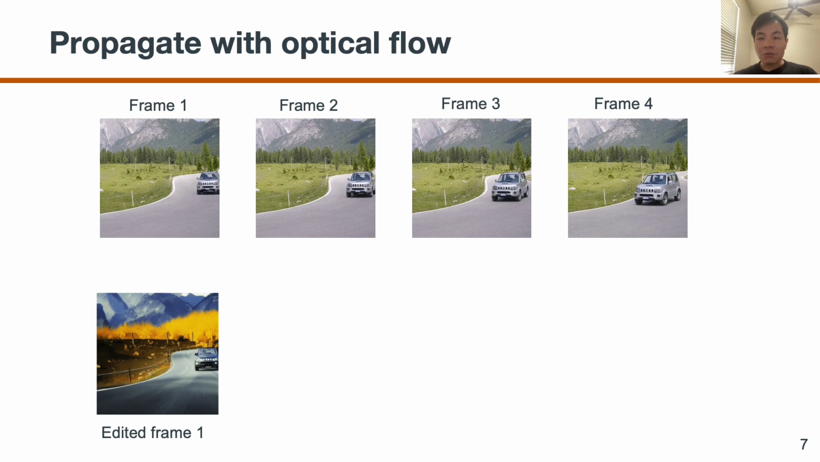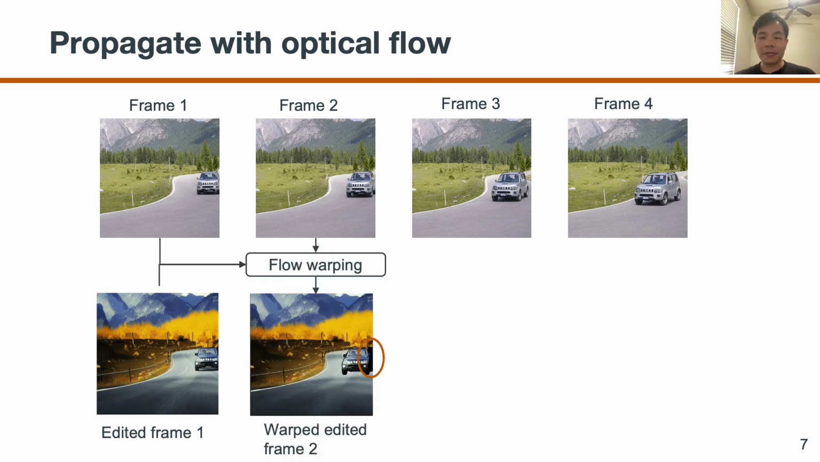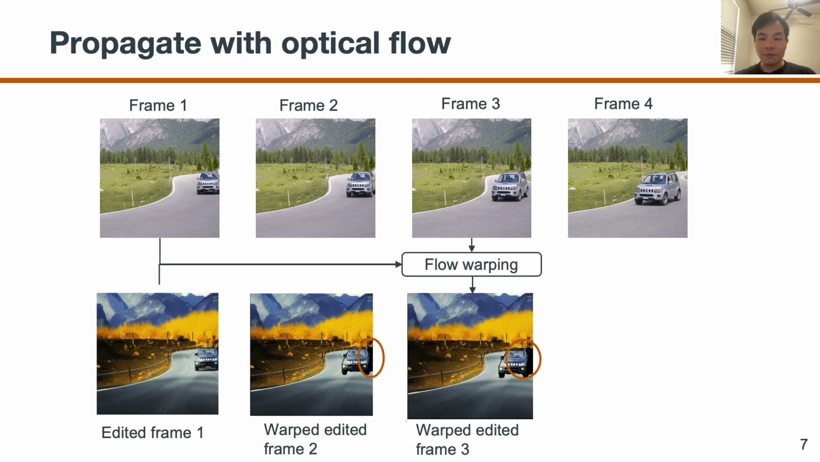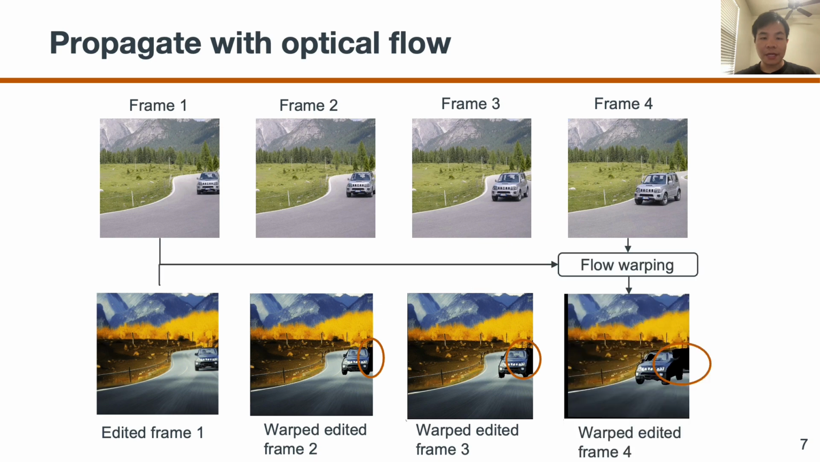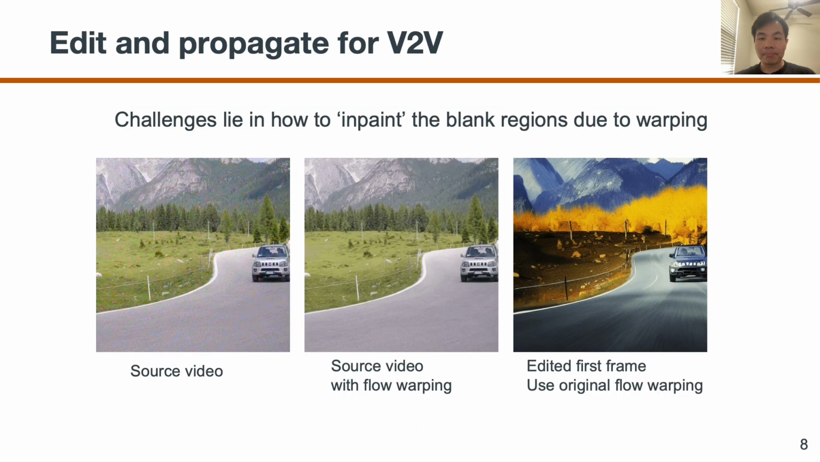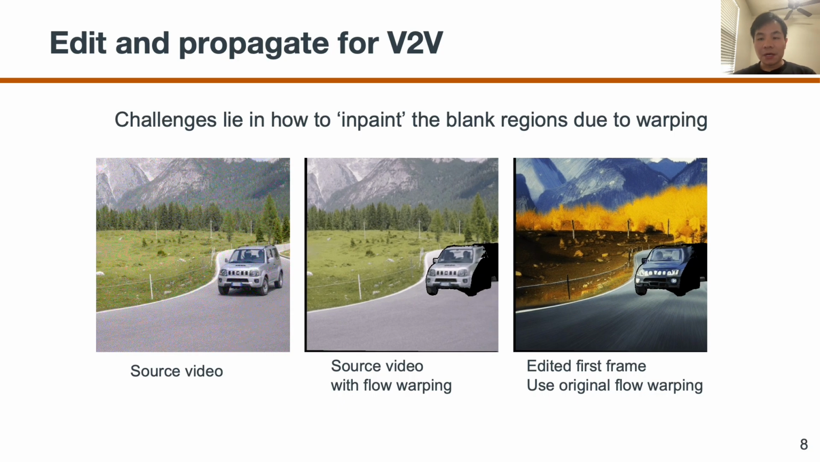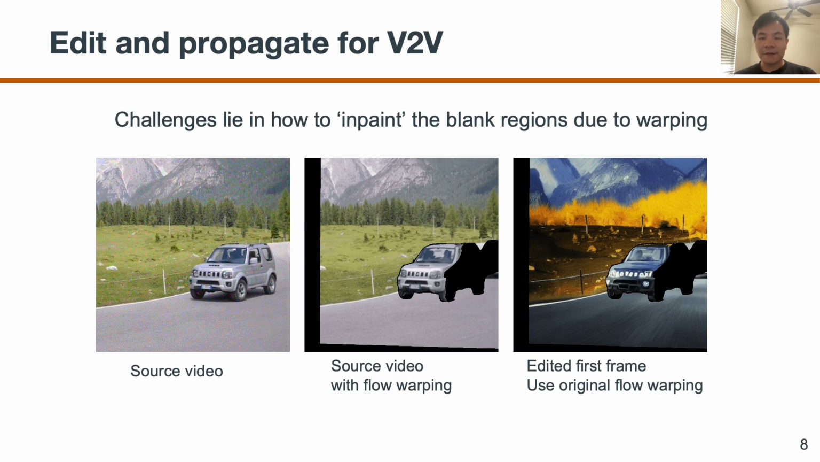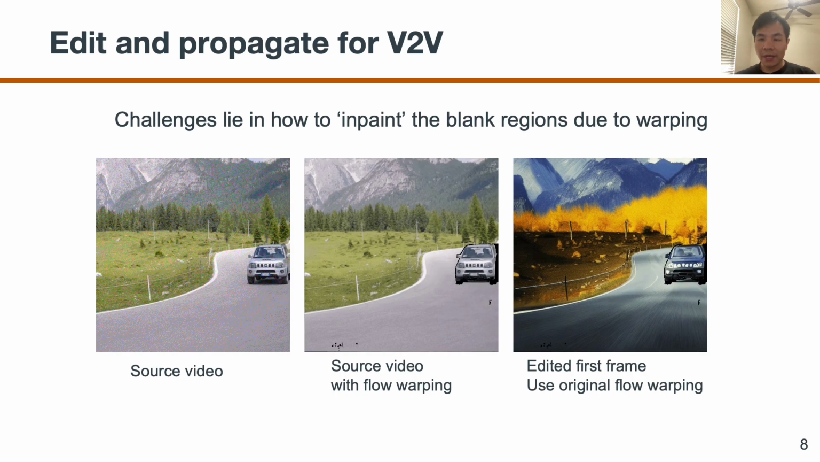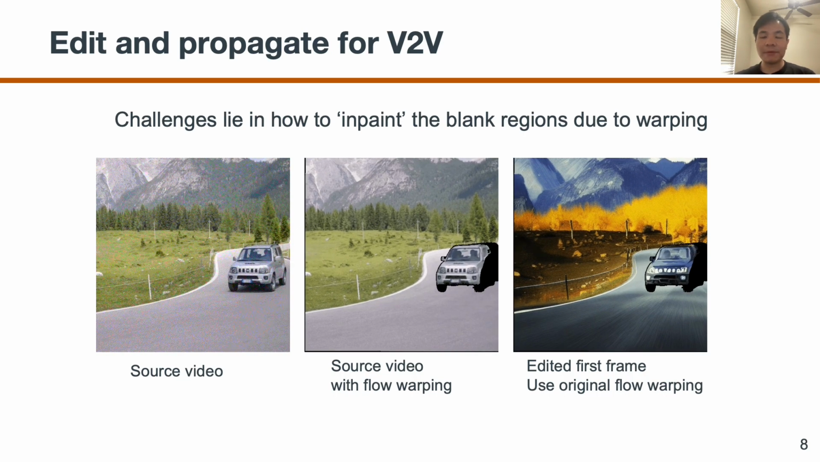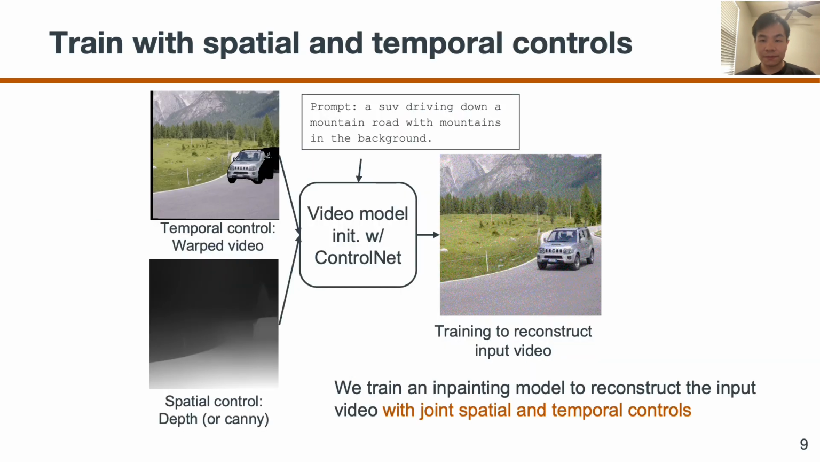Great! Now, thinking that we have edited frame 1, which is obtained by using ControlNet, we could reuse the optical flow in the input video to do flow warping. We could have the warped edited video to frame 3 and frame 4. But still, the warped video is not a valid video, right? Because there are many blank regions inside. So how could we inpaint these blank regions to make them valid videos?